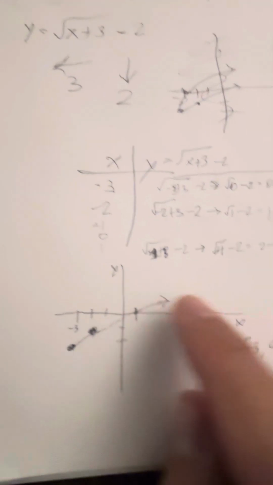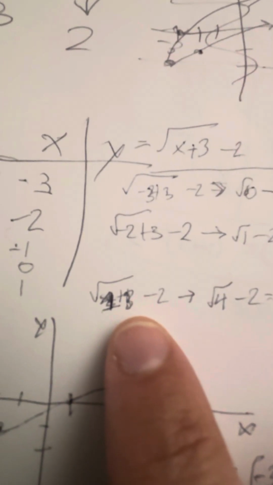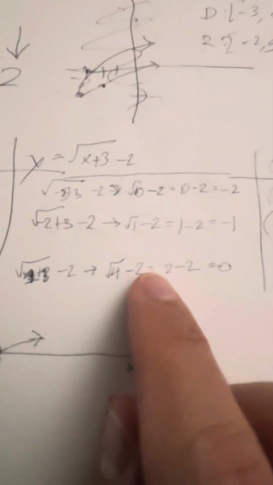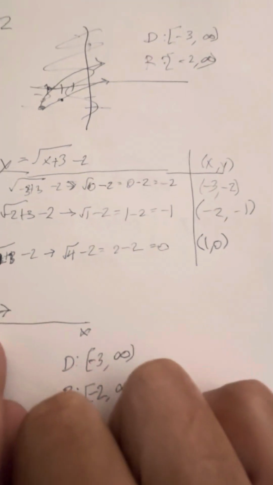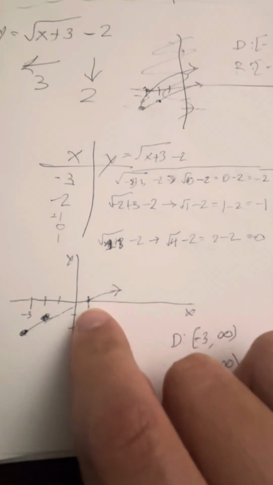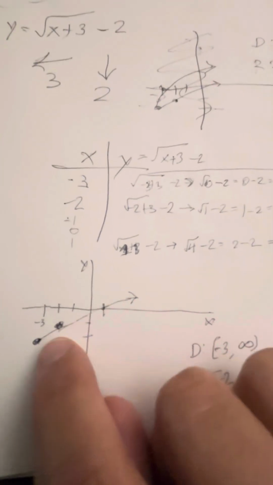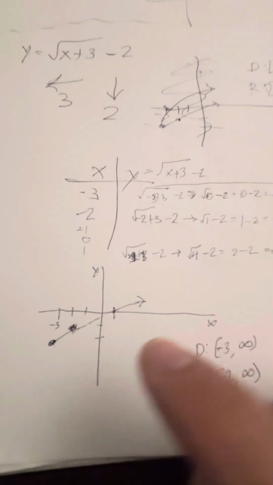If you put 1 in there, 1 plus 3 is 4. Square root of 4 is 2. 2 minus 2 is 0. That would be the xy point. Oh, I need to put it in. That would be the xy point, 1, 0. Okay? So here 1, 0. Then just connect them. This should be a little more curvy, but mine doesn't look like that.